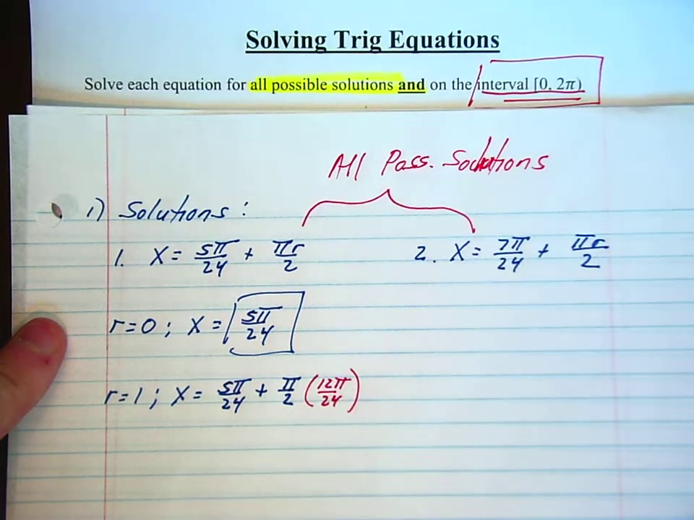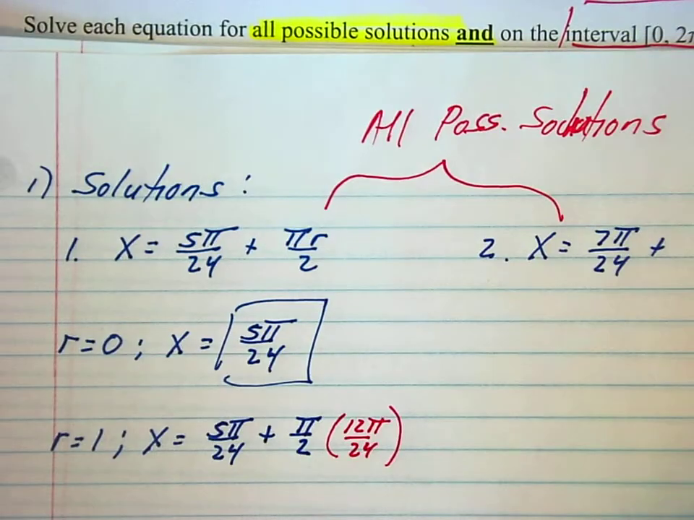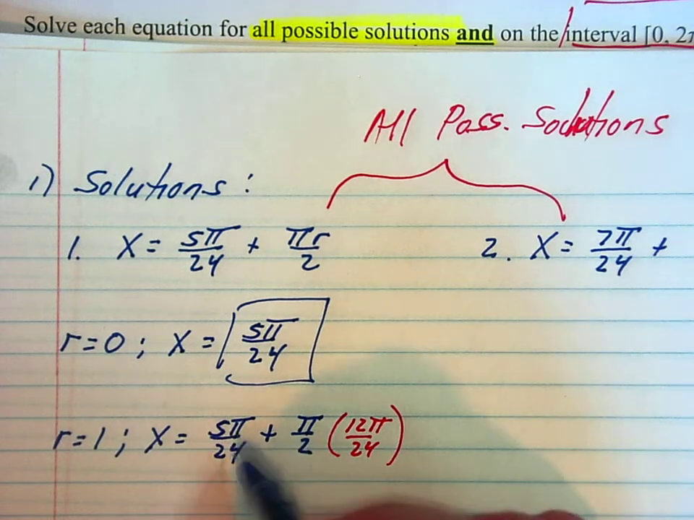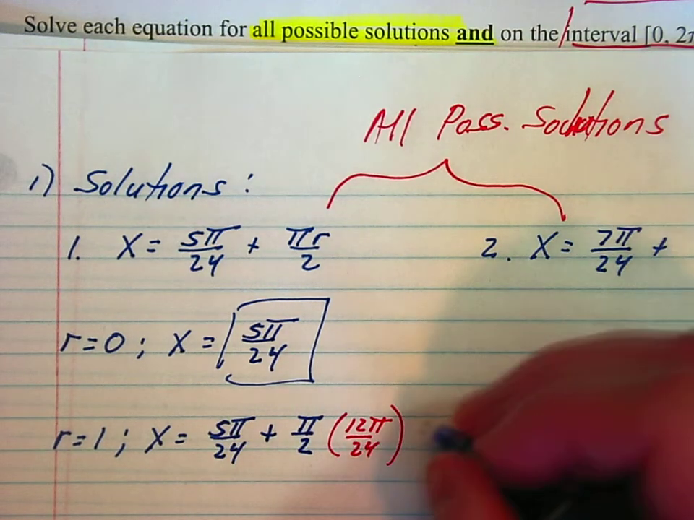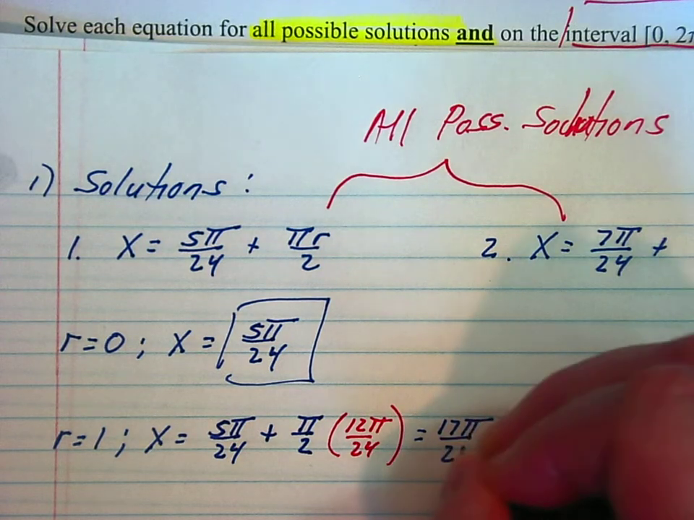And then now I can add them, because they're both over 24. So I'm going to zoom in on just this side, because I don't need the other equation right now. Make it easier for you guys to see. So now I have 5 pi's over 24 plus 12 more. That's going to give me 17 pi's over 24.